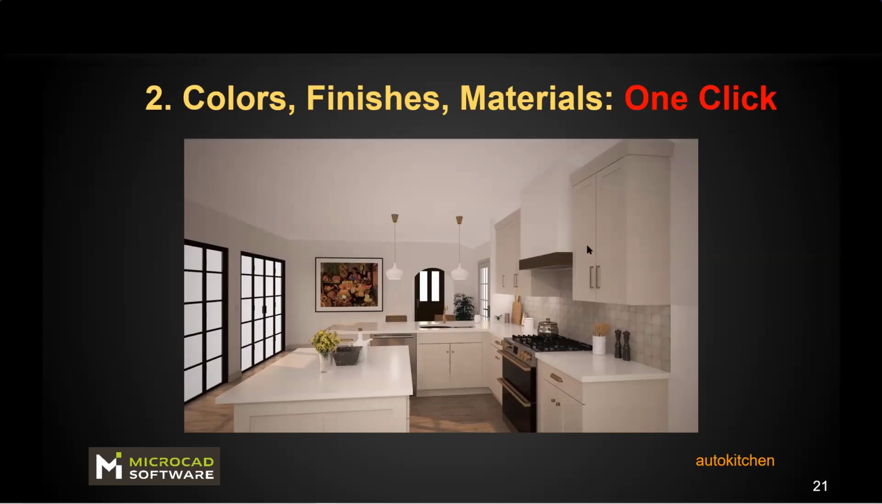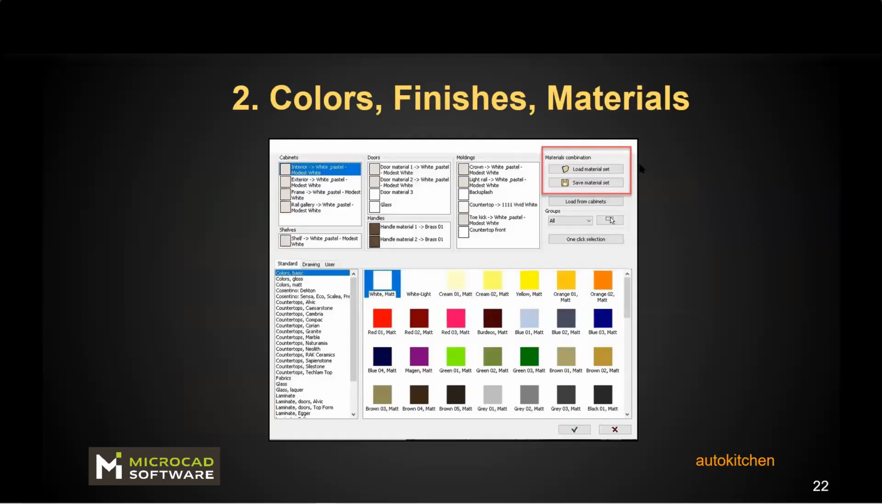Another important section of this window is on the upper right corner where it says Material Combinations. These are predefined sets of materials. If you click on Load Material Set, you will see a list of sample combinations. You can edit this list by adding your own material combinations and also by deleting some of the ones that you either don't use or don't like. To add a material combination to the list, you first apply the materials, maybe using OneClick Selection or whatnot, then click on Save Material Set, and that combination will be there for you to use.